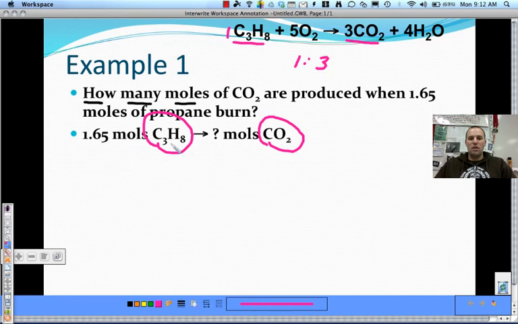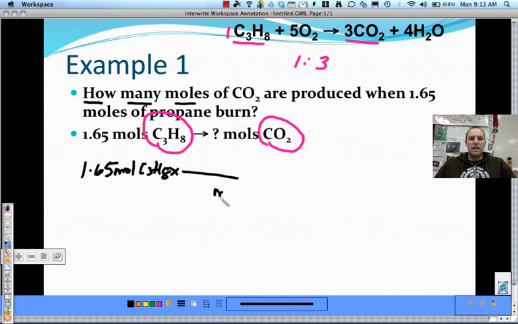So write what you know, write what you want to know, write what you know again, 1.65 moles of C3H8. It becomes vitally important that you label completely. If you just write moles, you're going to get messed up, because look, there's moles of propane and moles of CO2. If you just write moles, you're going to get all kinds of messed up, because you don't know which moles you're talking about when you're trying to show your work. Okay, so always label completely.